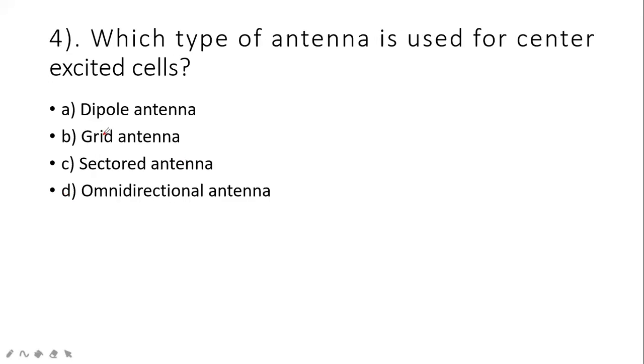Fourth question, which type of antenna is used for a center excited cell? In a center excited cell, we use an omnidirectional antenna to cover more area. For that purpose, we use an omnidirectional antenna. So here the answer is D.